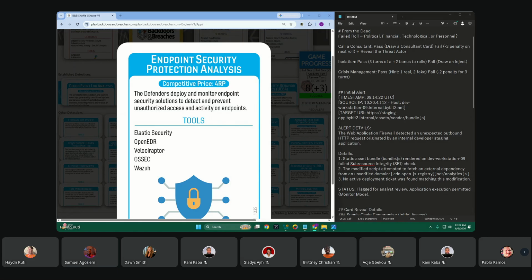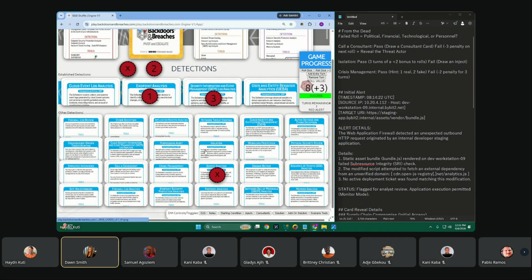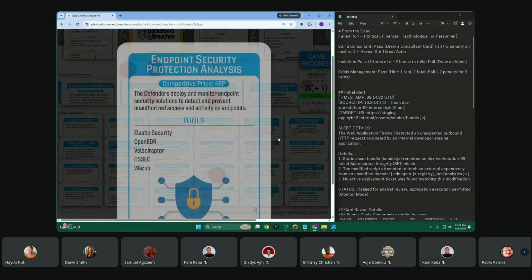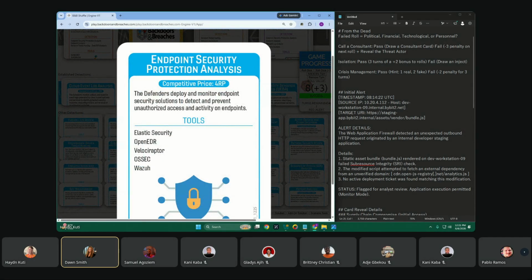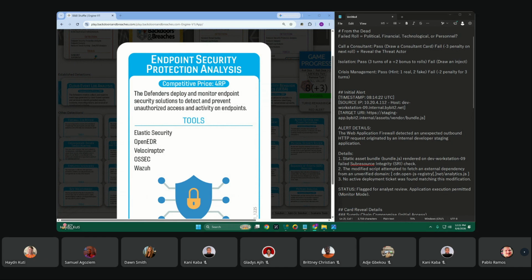So Don, what do you think? I think endpoint, out of what we've got left. That's going to give us direct visibility, right? Defenders deploy and monitor endpoint security solutions to detect and prevent unauthorized access and activity on endpoints.